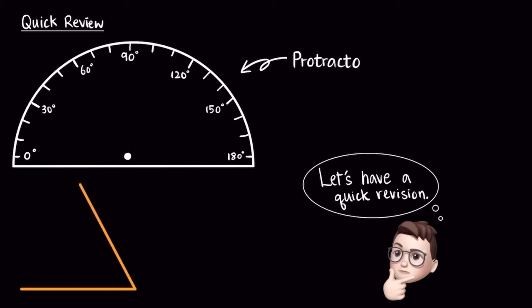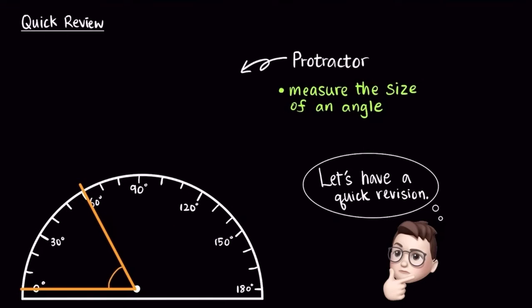This is a protractor. This can be used to measure the size of an angle. For example, we can place the protractor like this and measure the angle to be 60 degrees. In this chapter, different types of angles and lines will be introduced.